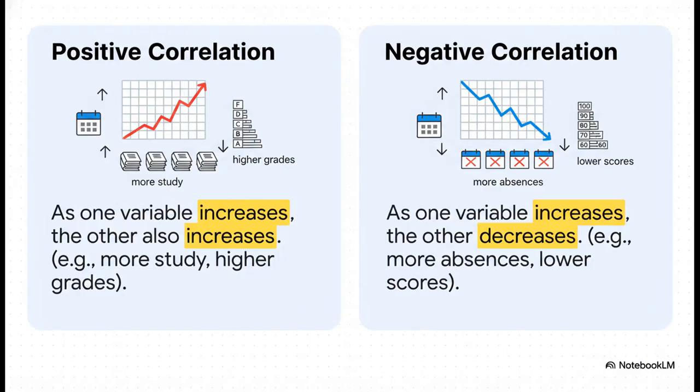Now, these relationships can go in two main directions. You've got your positive correlation, which is when two things move together. As one goes up, the other goes up. And then you have a negative correlation, where they move in opposite directions. As one goes up, the other goes down.